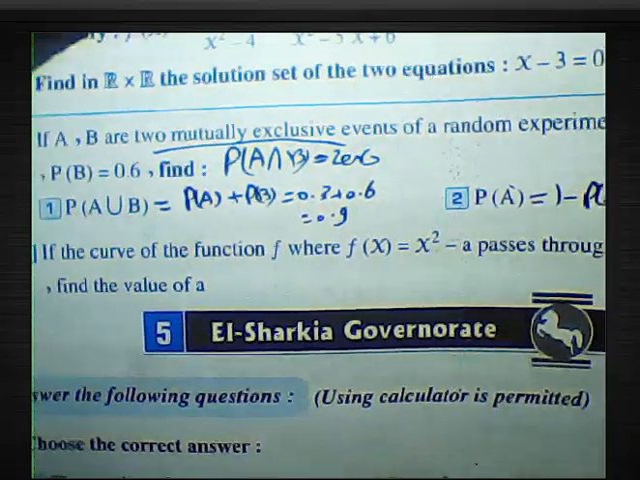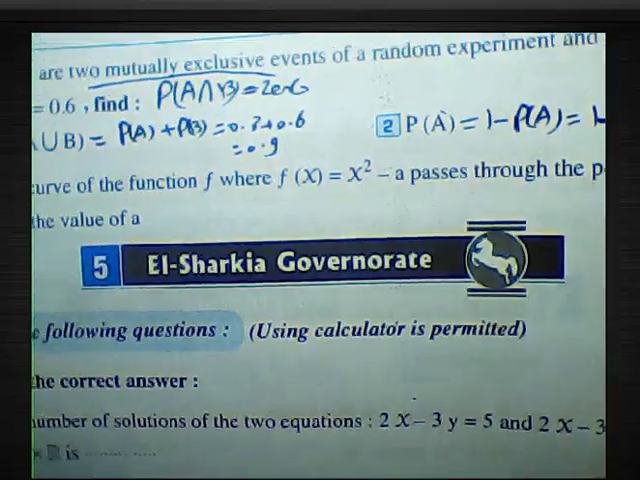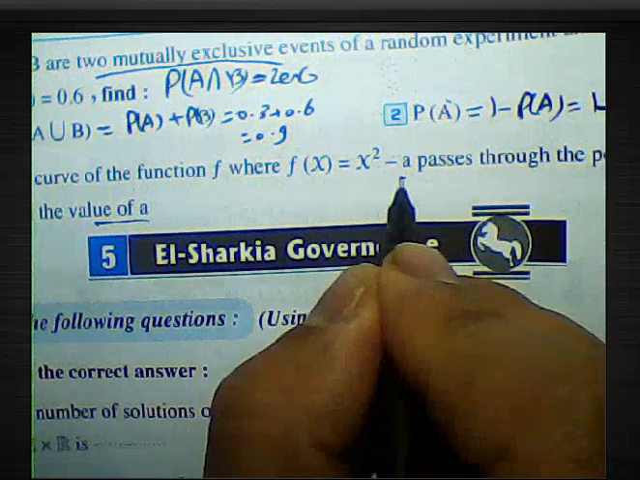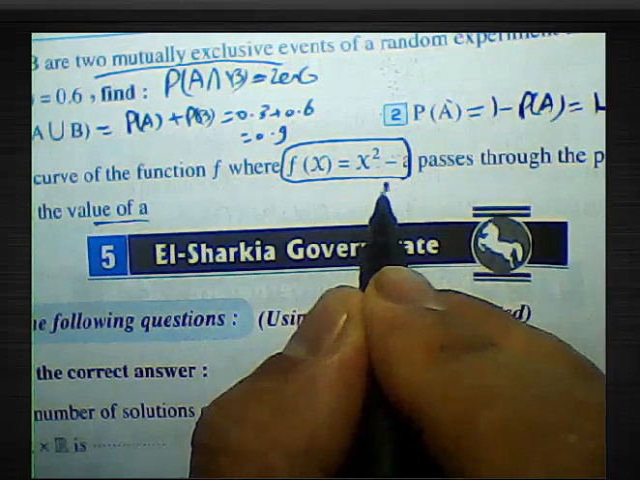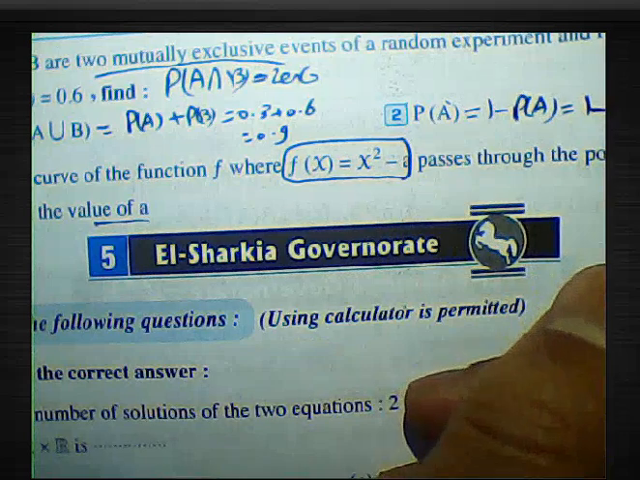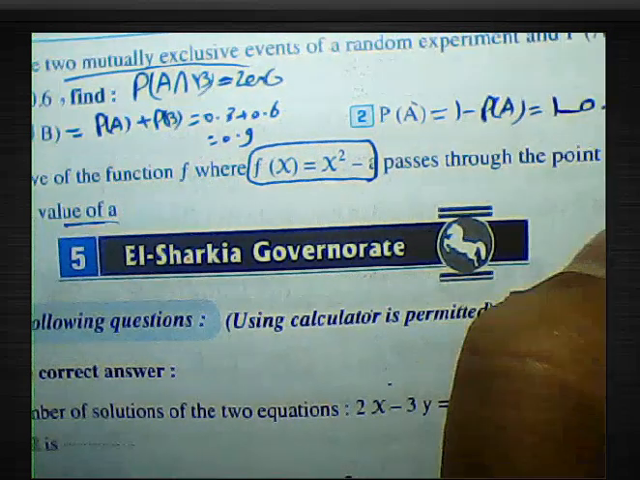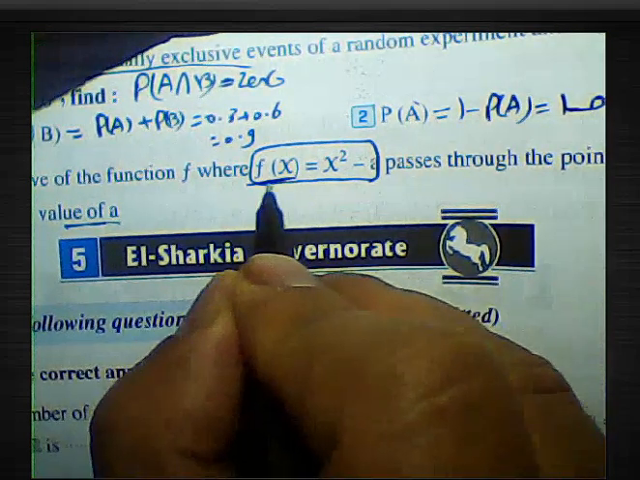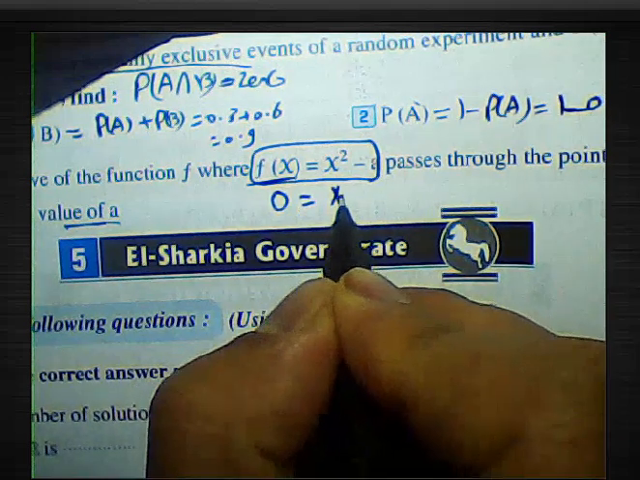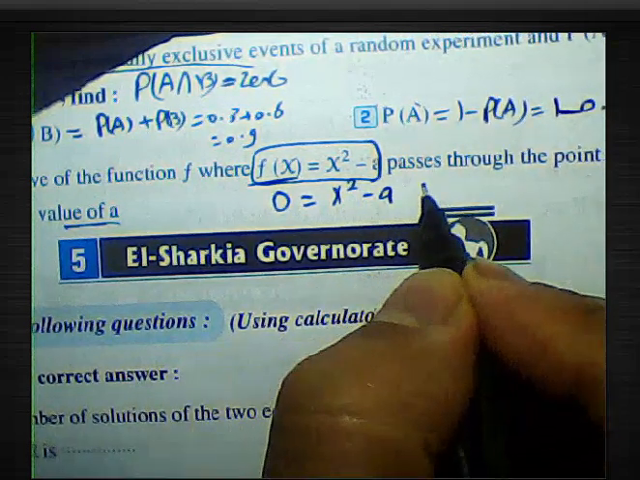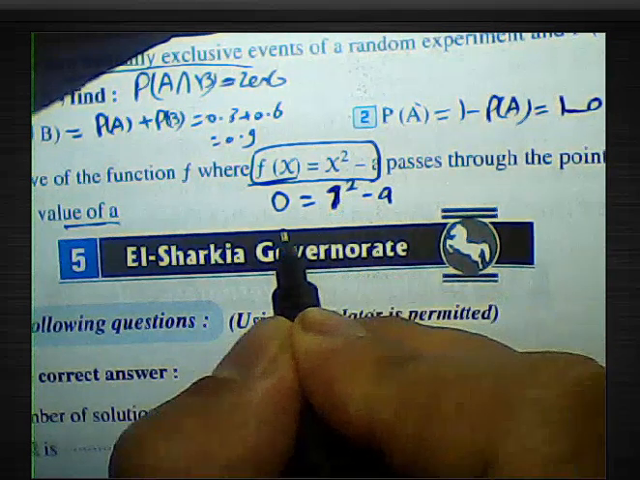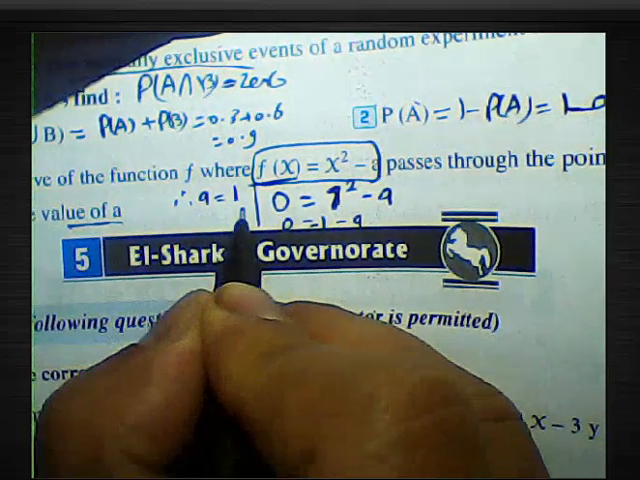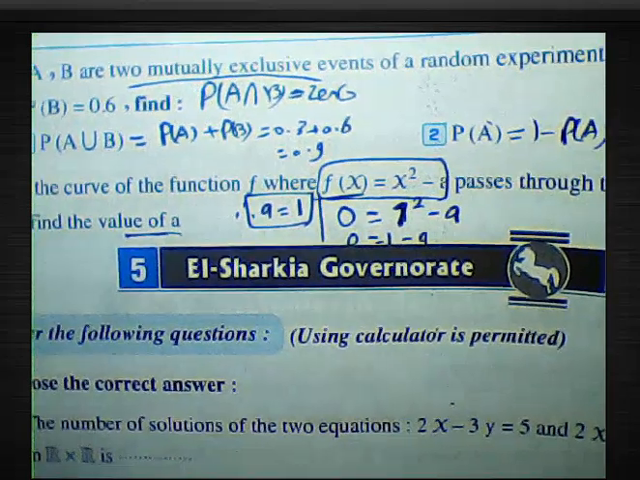Okay, if the curve of the function f of x equals x power 2 subtract a passes through the point 1 and 0, find the value of a. Look at this equation. The curve passes through the point, so this point satisfies this function. Let x equal 1 and y equal 0 in this function. y means f of x. 0 equals x power 2 subtracted by a, and we must write here 1. Then 0 equals 1 subtracted by a, so a will equal 1. Understood? The value of a equals 1.